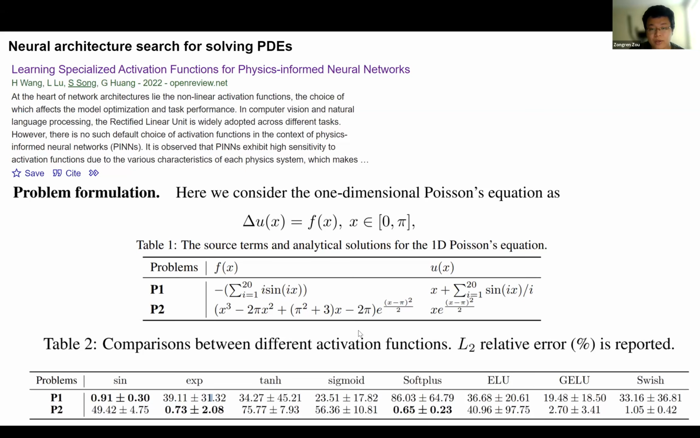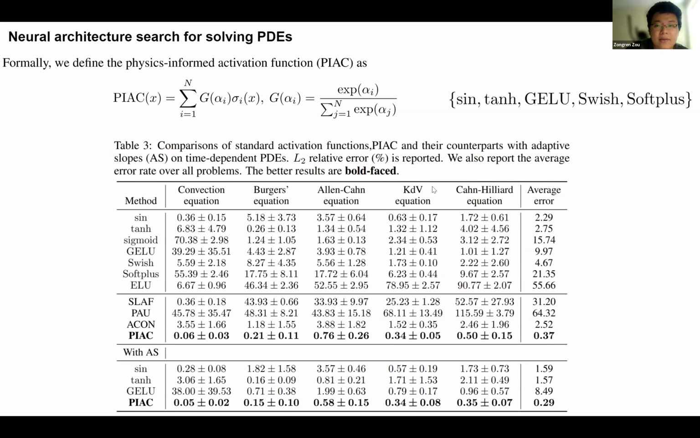And for problem 2, because now the solution has this format with an exponential term in it, the exponential activation function works the best. Oh no, but the swish activation function also involves an exponential inside of it. And for those two problems, the same PDE but different source terms, hyperbolic tangent both fail to provide a good error. And so they propose this physically informed activation function like this.